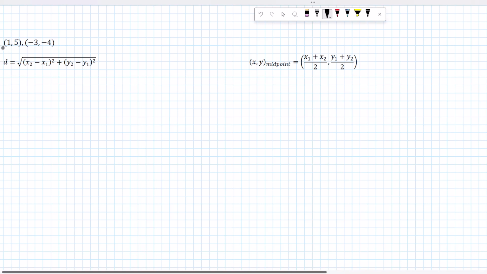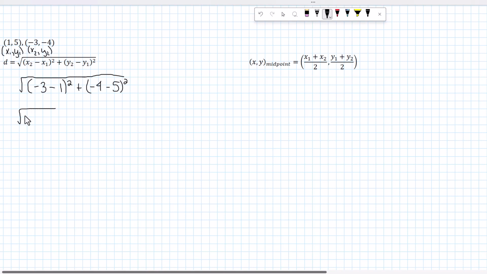Once again, I like to put x1, y1, and then x2, y2 under my ordered pairs. Okay, let's fill our formula in. x2 is -3 minus x1, which is 1, squared, plus y2 is -4 minus y1, which is 5, squared.